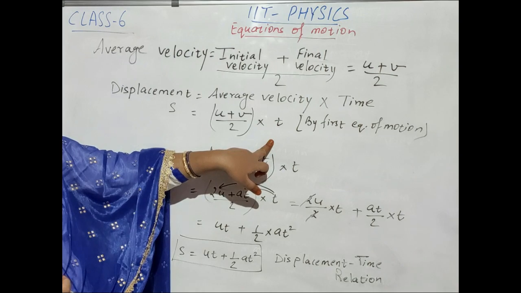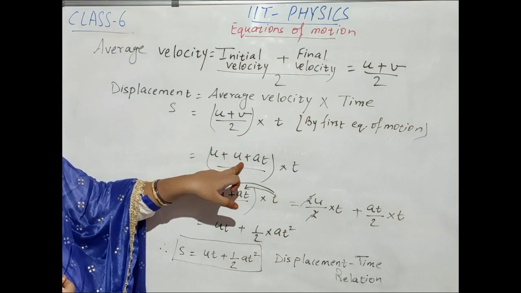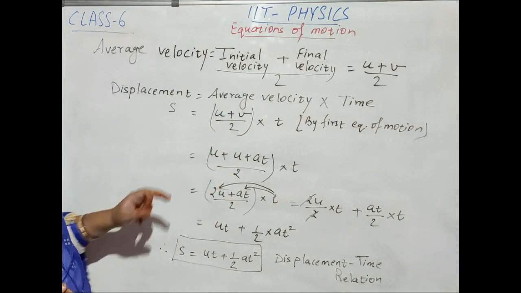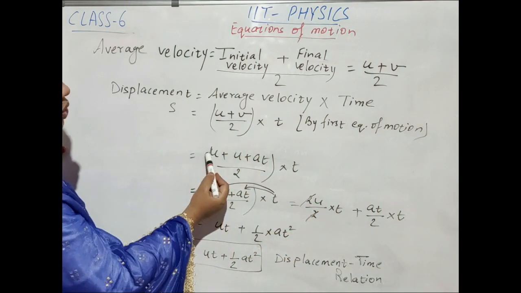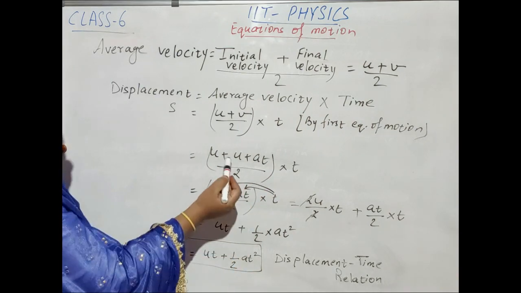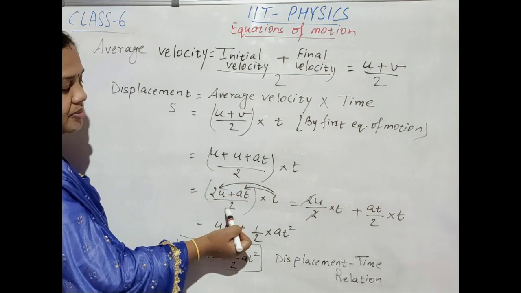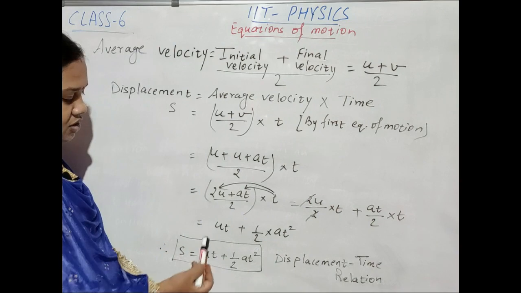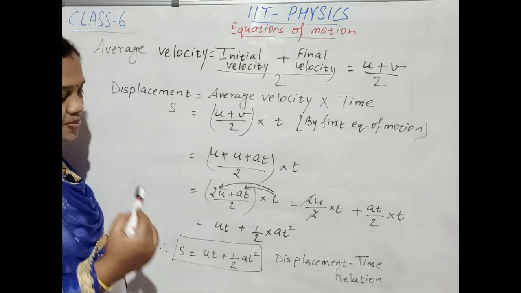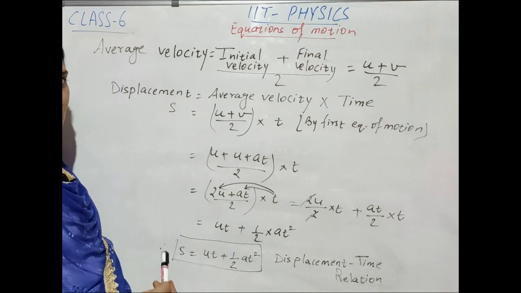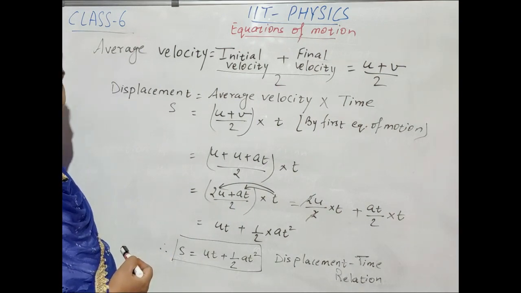According to the first equation of motion, v is equal to u plus at. So in place of v, what is written? u plus at. Now we have to simplify it. Whole is multiplied by t. So u into t, ut. Before it, we had to add this, u plus u, 2u plus at whole divided by 2 into t. Simplify it. How much did we get? ut plus half at square. That is our second equation of motion, the displacement-time relation. S, displacement, is equal to ut plus half at square. Okay children, please write this down.